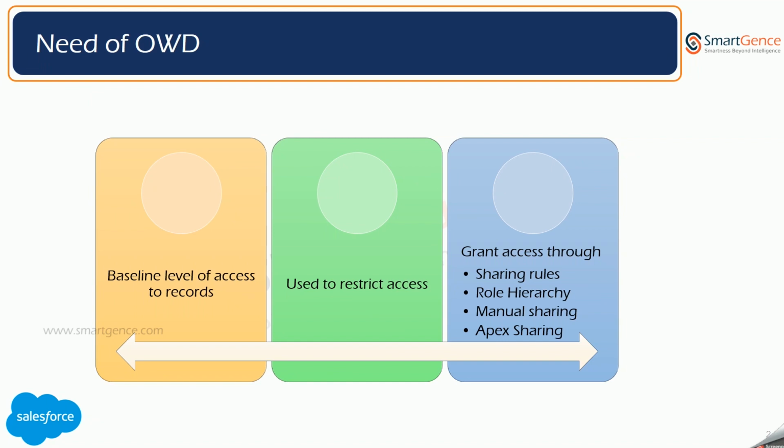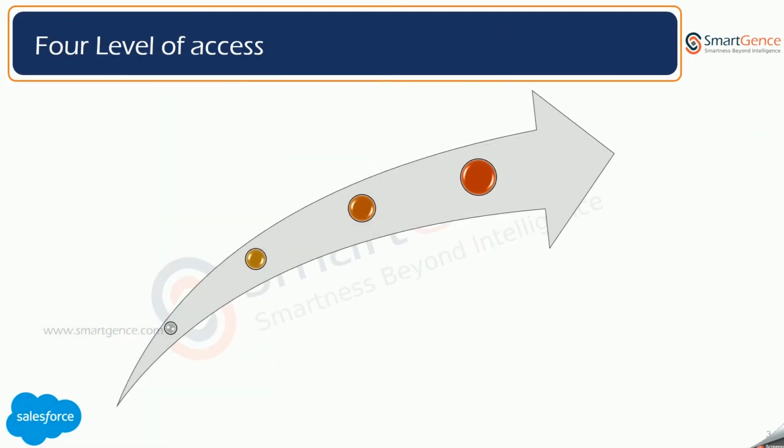So we can restrict the access, but we can also grant access to such records using various methods like sharing rules, role hierarchy, manual sharing, and apex sharing, which we will get to know in the upcoming sessions. So there are four different levels of access. Firstly, private. Private is basically very restricted access. Only the record owner and the users above the record owner's role hierarchy would be able to see the records.